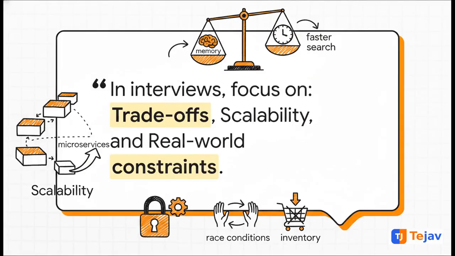So there you have it. That's a whirlwind tour of designing an online bookstore. But the most important thing to take away from all this is that there's no single right answer. It's all about showing your thought process. Did you talk about the trade-offs, like using more memory for faster search? Did you have a plan for scalability? Did you handle tough, real-world problems like race conditions? If you can demonstrate that kind of thinking, you're going to nail that system design interview. Now go out there and build something amazing.